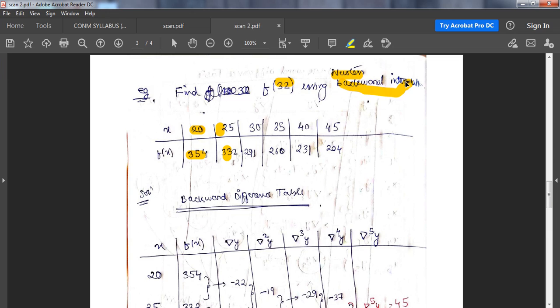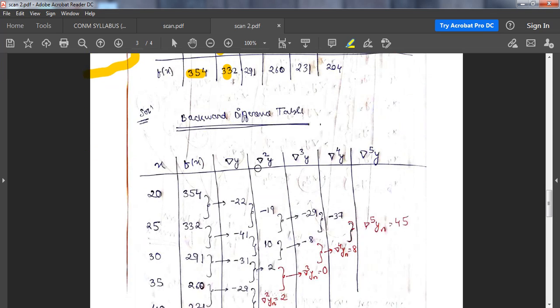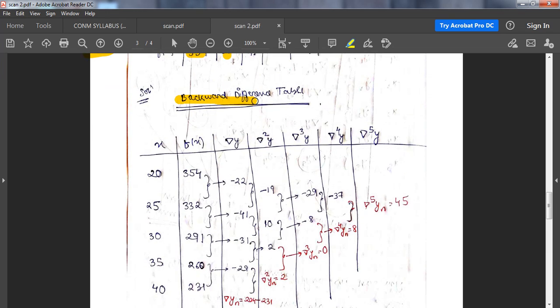Can I apply this? See, the interval is constant. What is the interval from 20 to 25? It is 5. What is the interval from 25 to 30? It is 5. 30 to 35, 5. So all of them are 5. So I can use this formula. First we have to make the backward difference table.